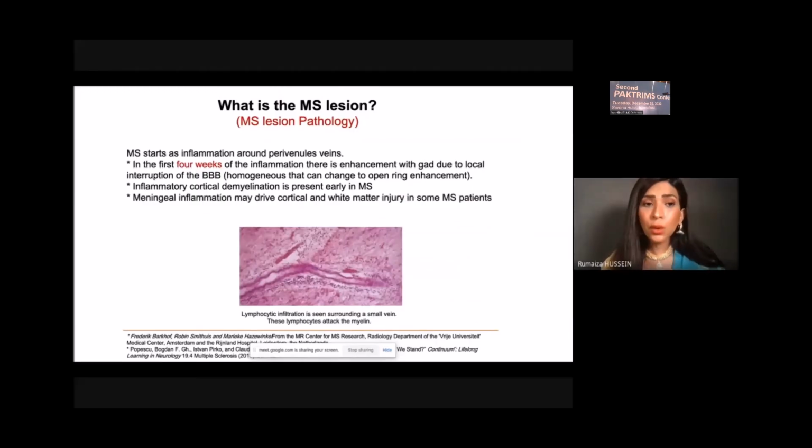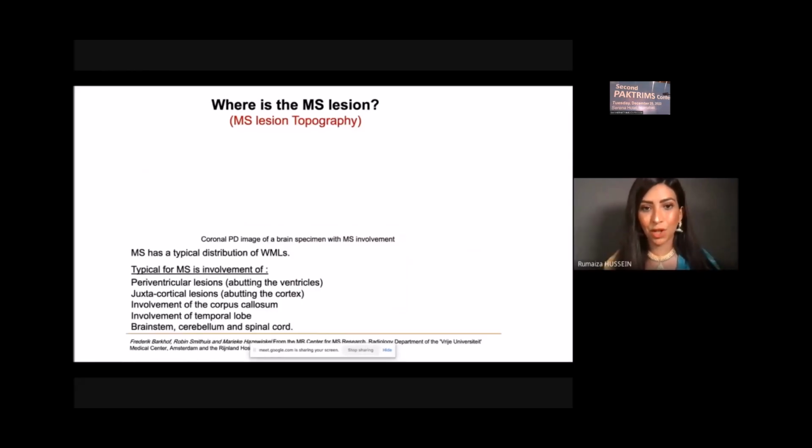Now, again, within the pathology, the MS starts as an inflammation around the perivenular veins. In the first 4 weeks of the inflammation, there is an enhancement with the GAD due to local interruption of the blood-brain barrier, homogeneous, that can change to be a ring open enhancement. Inflammatory cortical demyelination is present early in MS. Meningeal inflammation may drive a cortical and white matter injury in some MS patients.